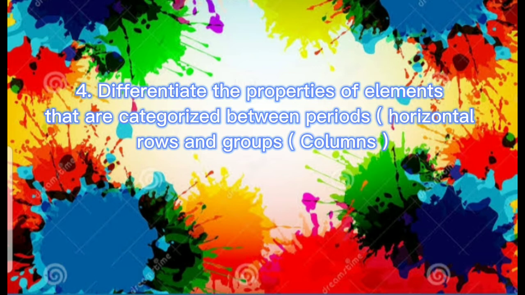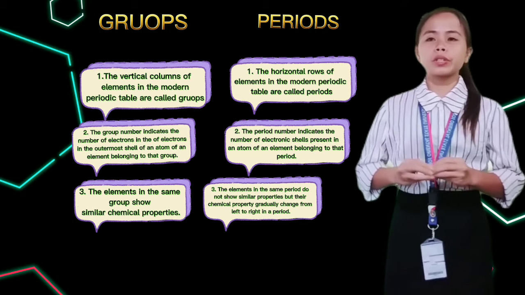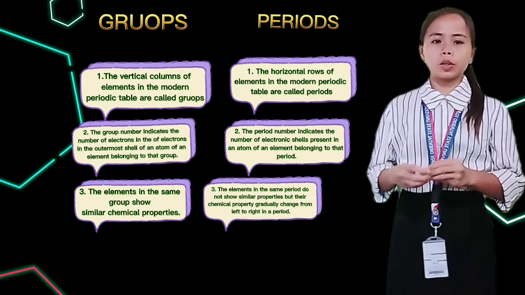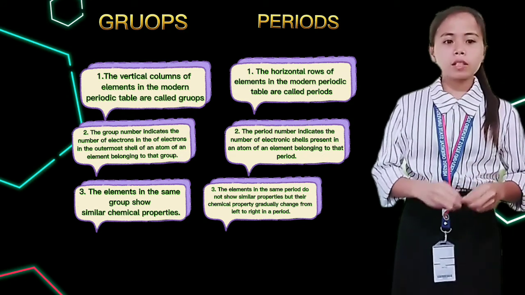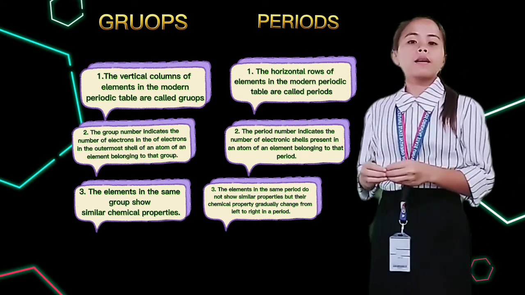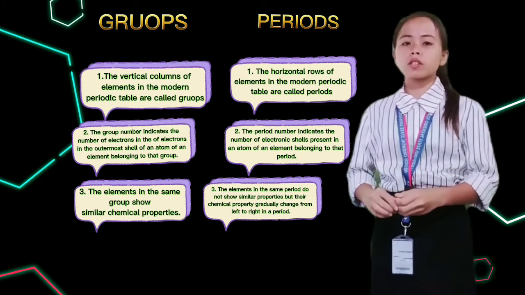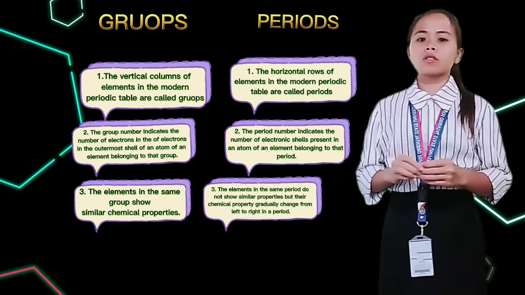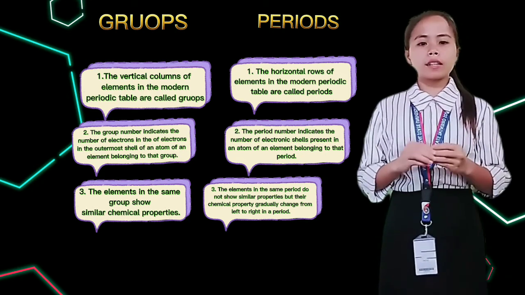4. Differentiate the properties of elements that are categorized between periods, horizontal rows, and groups, columns. Vertical columns of elements in the modern periodic table are called groups. The horizontal rows of elements in the modern periodic table are called periods. The group number indicates the number of electrons in the outermost shell of an atom of an element belonging to that group.